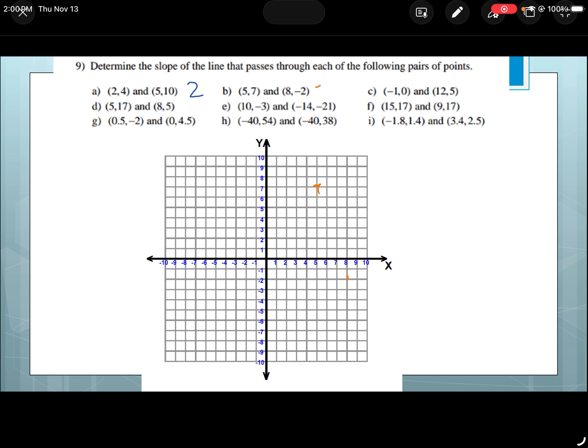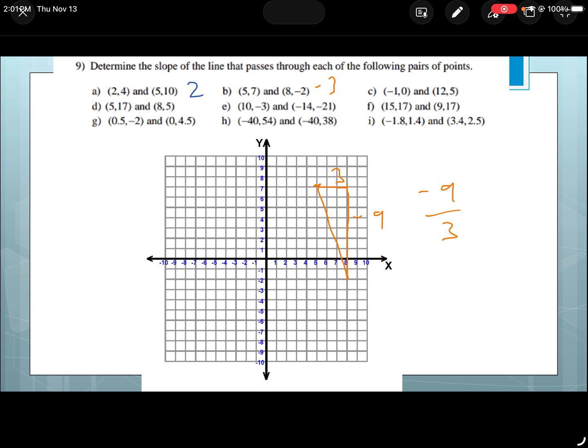Again, let's just draw that line to try and help us out. But maybe the triangle is the most important part, right? Because we just need to know how much it goes across, how much it goes up. So from 5 to 8, it goes across 3. From 7 to -2, it goes down 9. And then my slope is rise over run, which is -9 divided by 3, which is -3. Okay, so hopefully that makes sense.